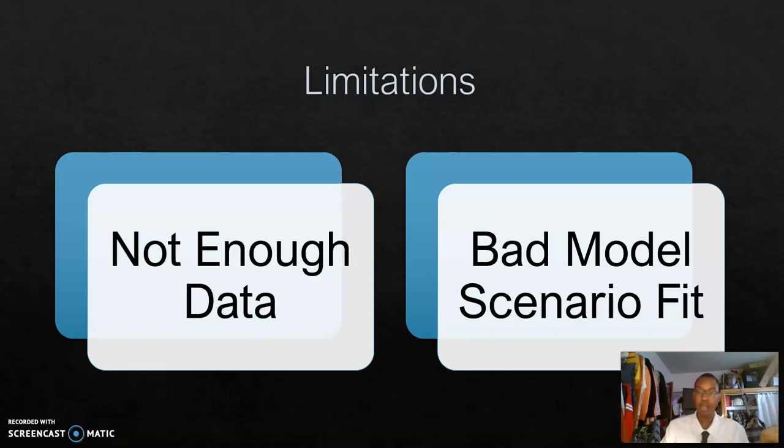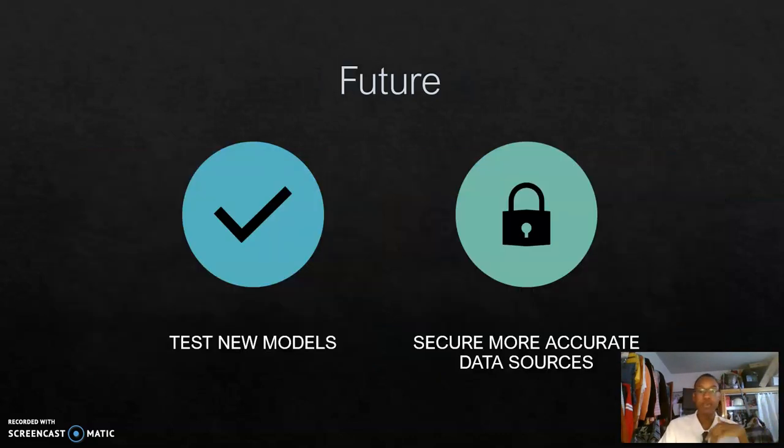And my bad model fit was that my model couldn't separate individuals who had just recovered from the virus and people who had actually passed away from the virus, which would indicate viral severity. So in the future, I'd like to test new models. I'm going to give you a couple examples of those a little bit later.